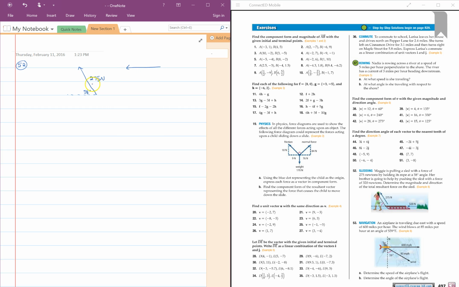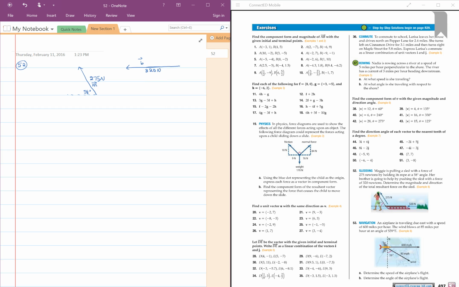All right, so I'm going to call this vector M and call this vector B. The brother is pushing horizontally with a force of 320 newtons. So that arrow technically is a little bit bigger than the one for the 275. Now it says, determine the magnitude and direction of the total resultant force on the sled. So this is 320 newtons.